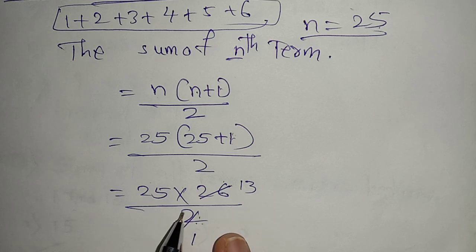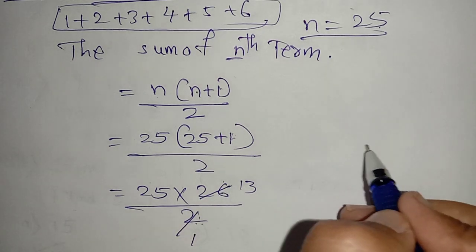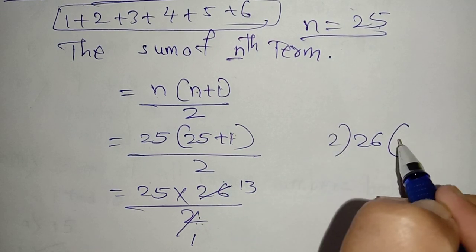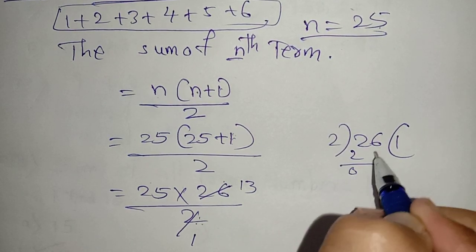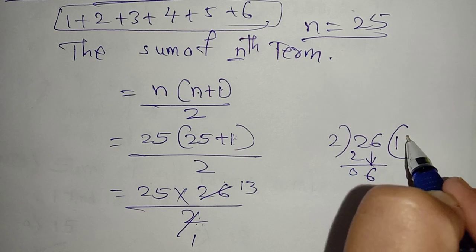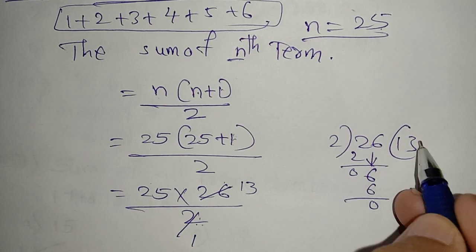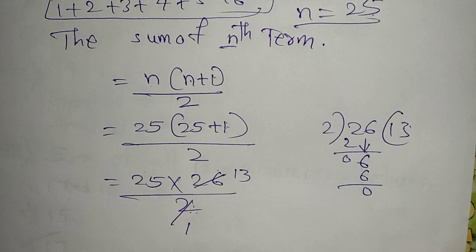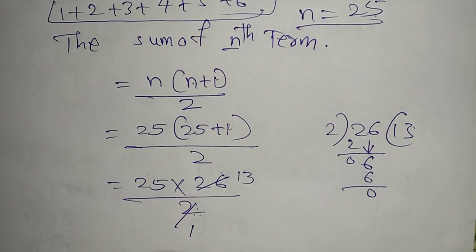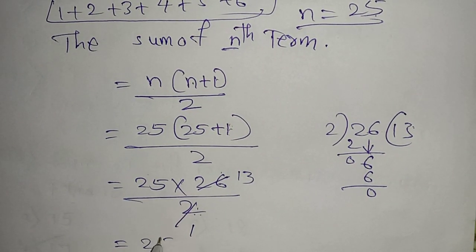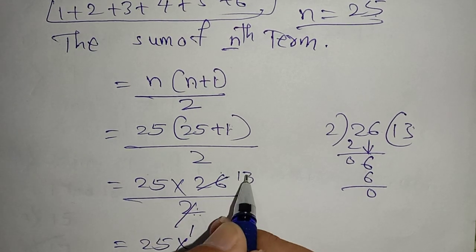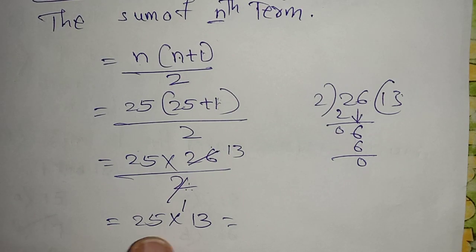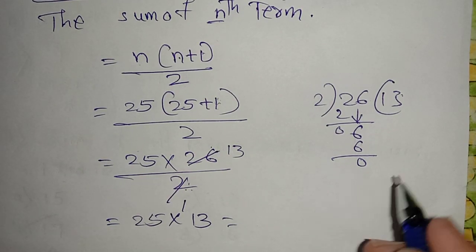If you can't do it by that method, you can do 26 divided by 2. 2 1s are 2, 0, and 6 comes here, 2 3s are 6. So how much answer did we get? 13. Like this method you can use. Okay students, now the last step is 25 as it is, into this 13. We have to multiply 25 into 13.